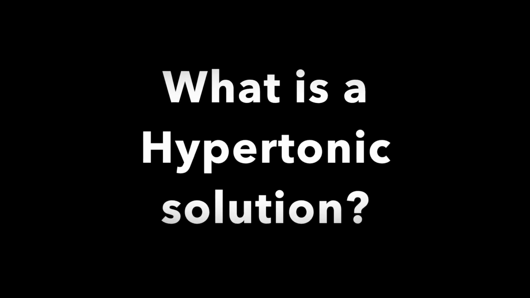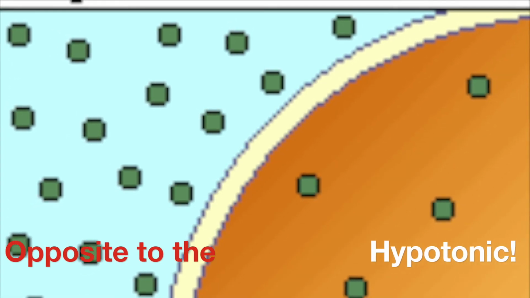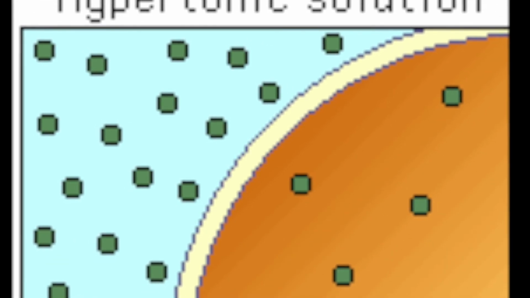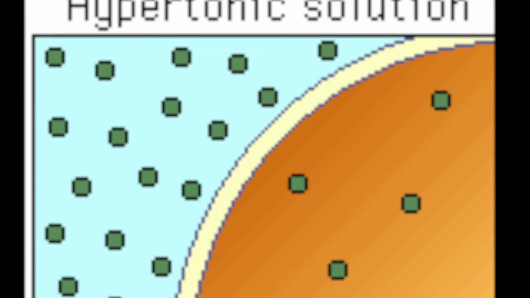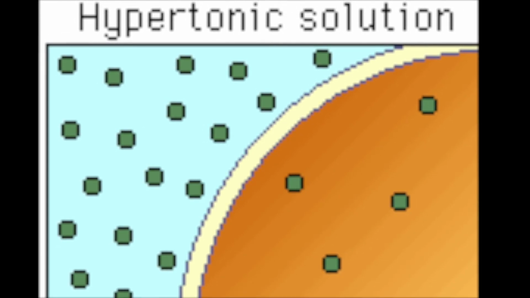What is a hypertonic solution? A hypertonic solution is one where the concentration of solutes is greater outside the cell than inside it. The hypotonic solution is the contrary of the hypertonic solution, because in a hypotonic solution the concentration is greater inside the cell.